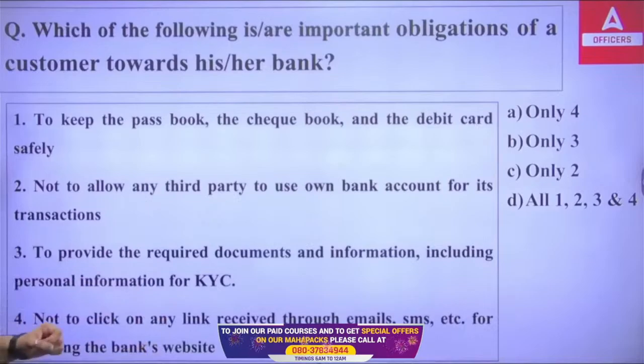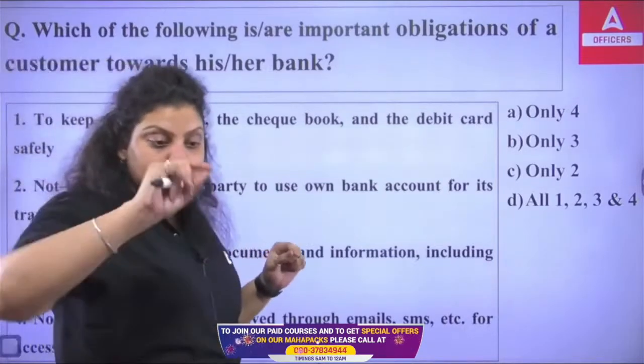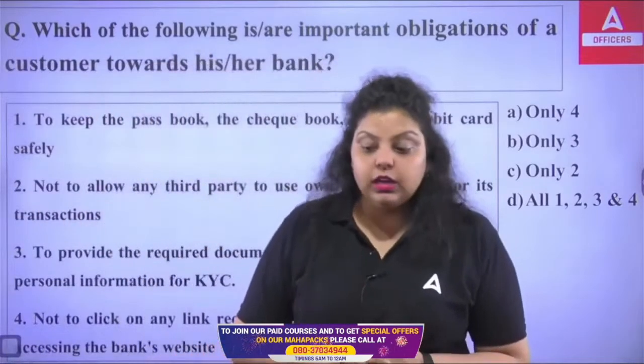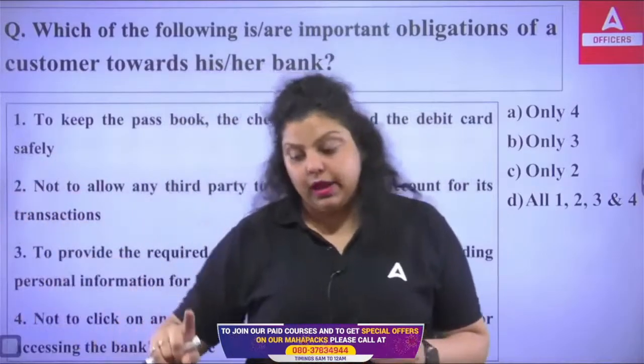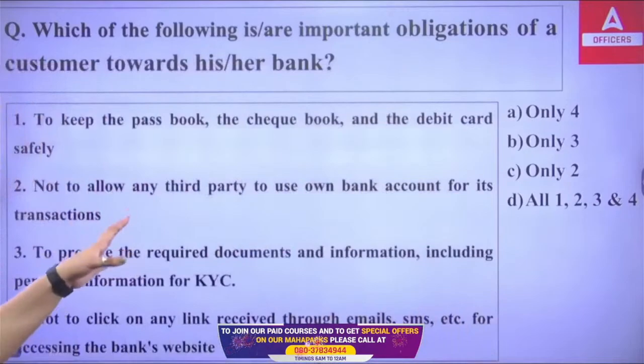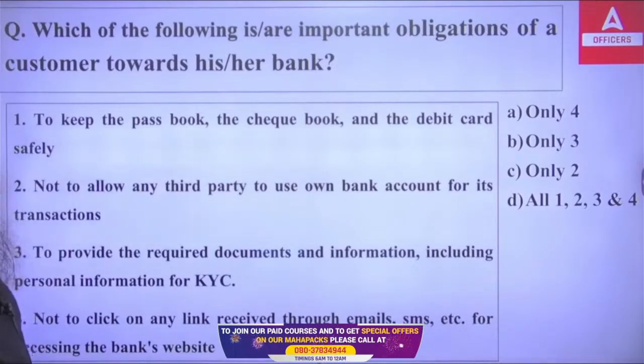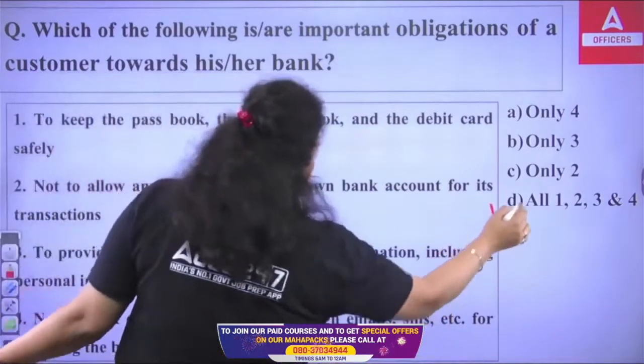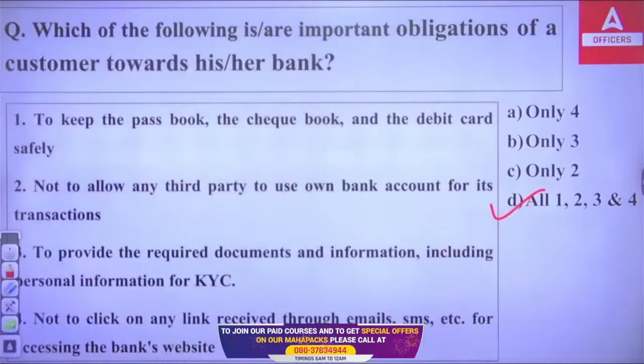For accessing the bank's website, even if you are going on Google, there are fake links of the bank's website. So always check that you are using the secured website of the bank. This is very important. So all these are the points in front of you. Which of the following are the obligations of a customer towards the bank? Okay, so which of the following is correct? Actually, everything is correct. All are the correct statements regarding the customer's obligation towards the bank.